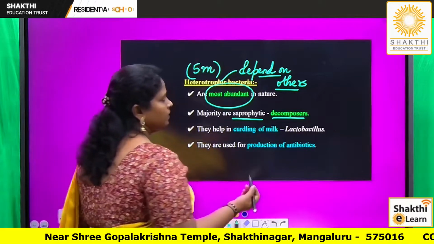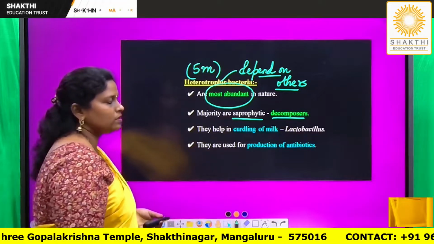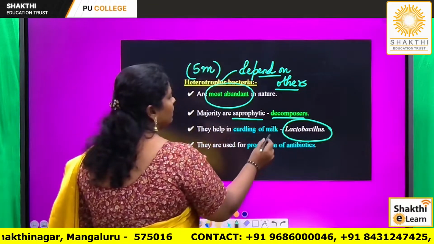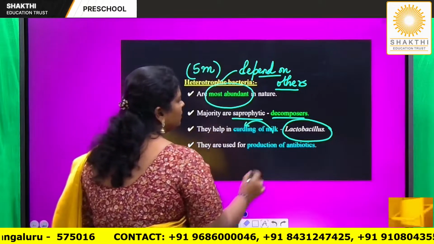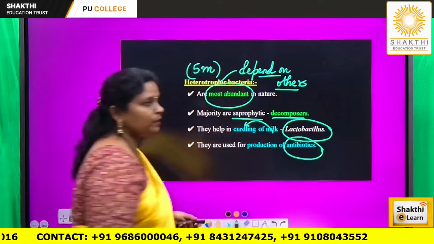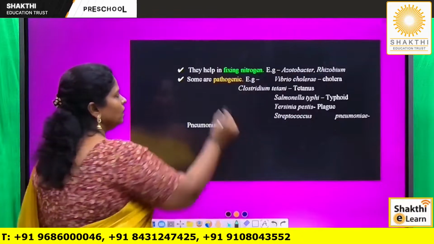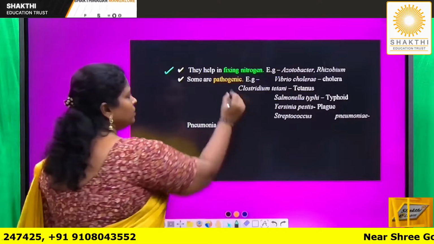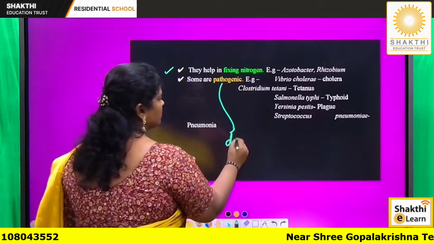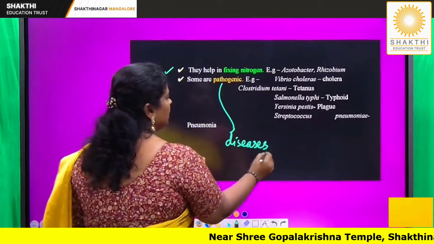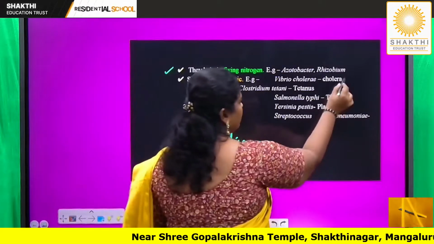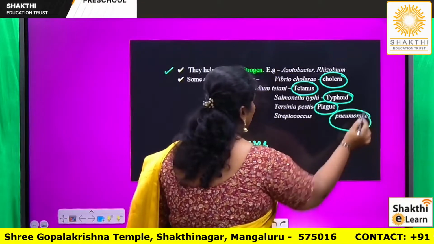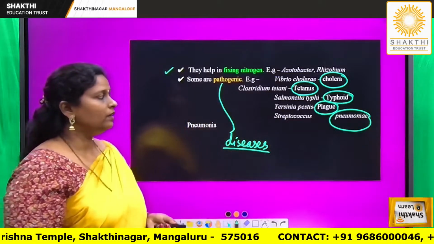Certain examples: there are some bacteria which also give us some uses or benefits. The simplest one is lactobacillus, which is used for converting milk into curds. Then certain bacteria can be used in synthesis of antibiotics. Just now I discussed that some of them help in nitrogen fixation. Majority of them cause diseases. A number of diseases are caused by bacteria. You just need to know the names: cholera, tetanus, typhoid, plague and pneumonia are different bacterial diseases.